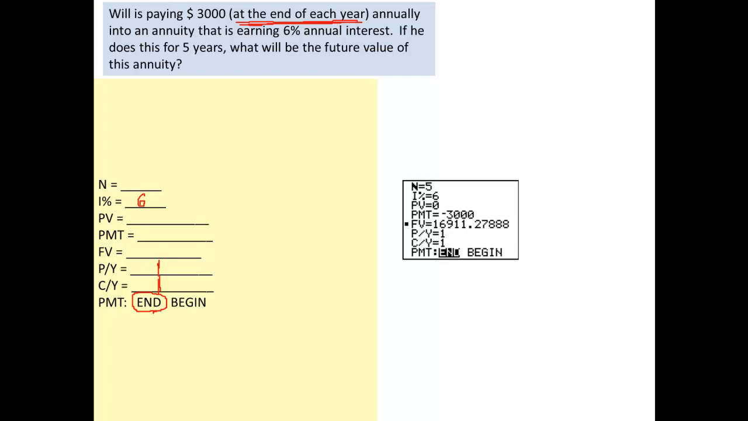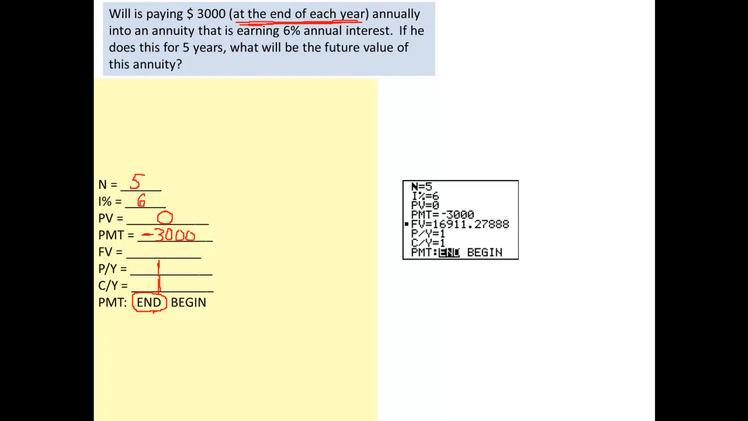And what are these payments? The payments are $3,000. And that money is going from Will into the bank. So let's make that a negative $3,000. And this is going to occur over the course of 5 years. N is 5. What's the present value? Well, it's actually 0. You might be tempted to think it's 3,000, but Will is starting with nothing in his account, and there's nothing in the account until the end of the first year when he makes the first payment.